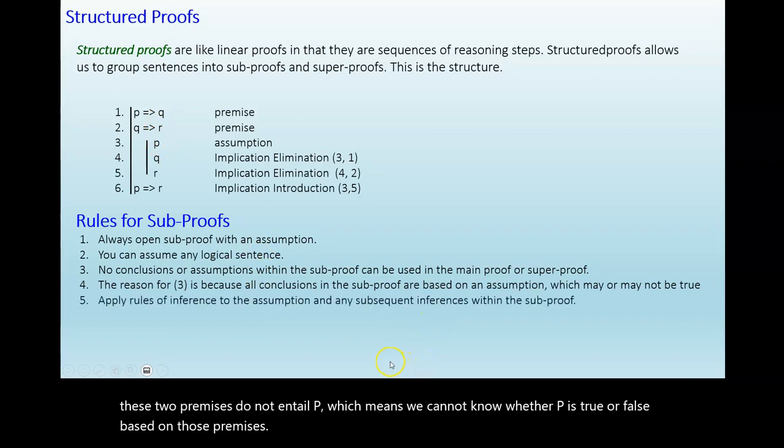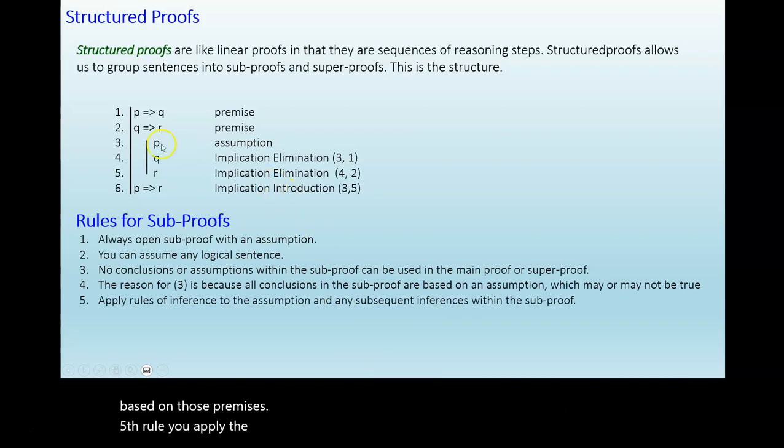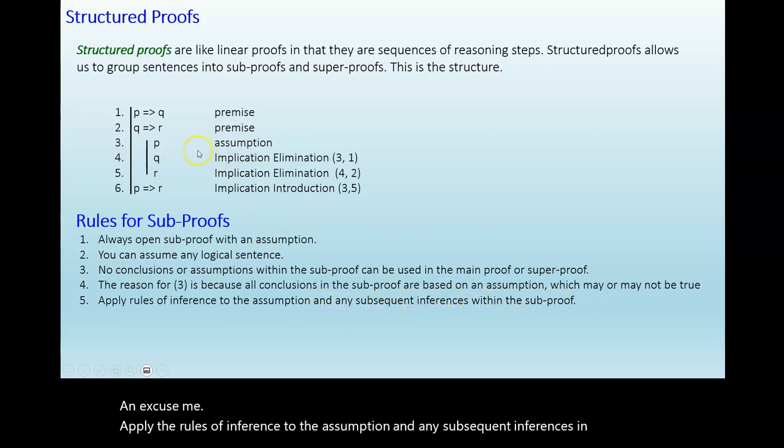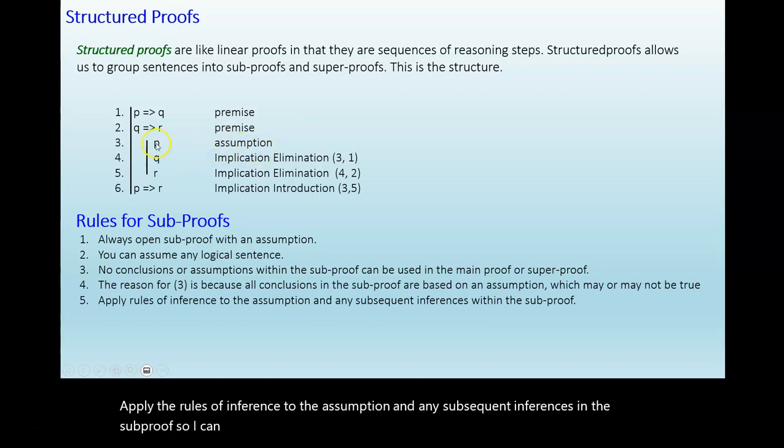Fifth rule, you apply the rules of inference to the assumption and any subsequent inferences in the subproof. So I can apply rules of inference to this assumption, here I did, and even rules of inference to the conclusion within the subproof.